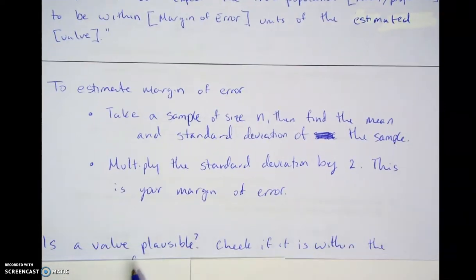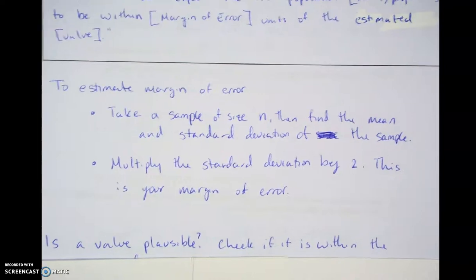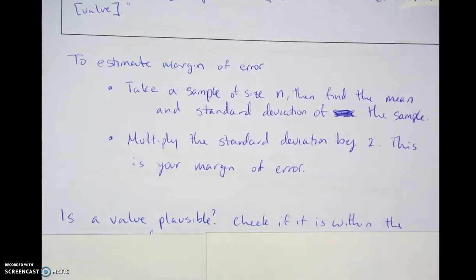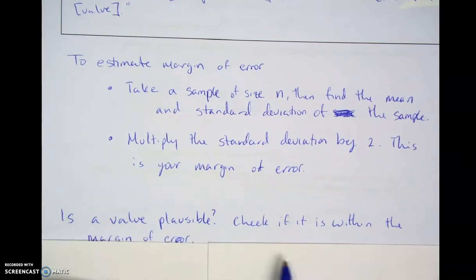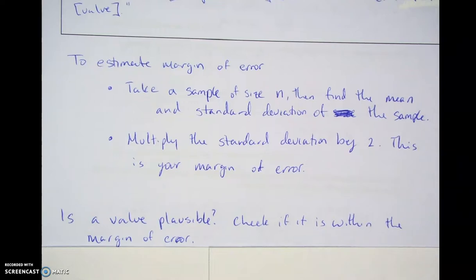And that is a value plausible? So for example, is it plausible that the average height of a school is this? Is it plausible that this percent of the population will vote for this candidate? We check to see if that is within the margin of error. Notice we're not using the word possible, even though it's very close, because we know that our estimates might always be wrong. But this is essentially how much we would expect our estimate to be off by. Again, we're using that word expect.